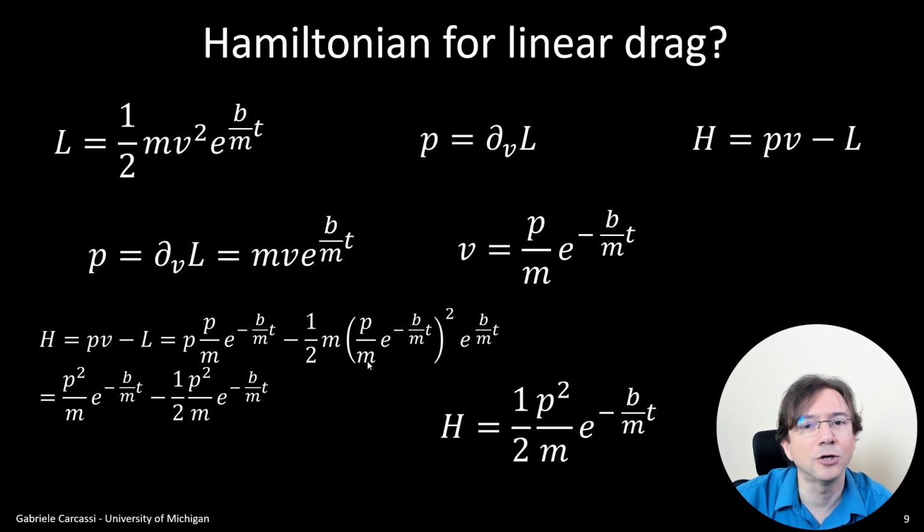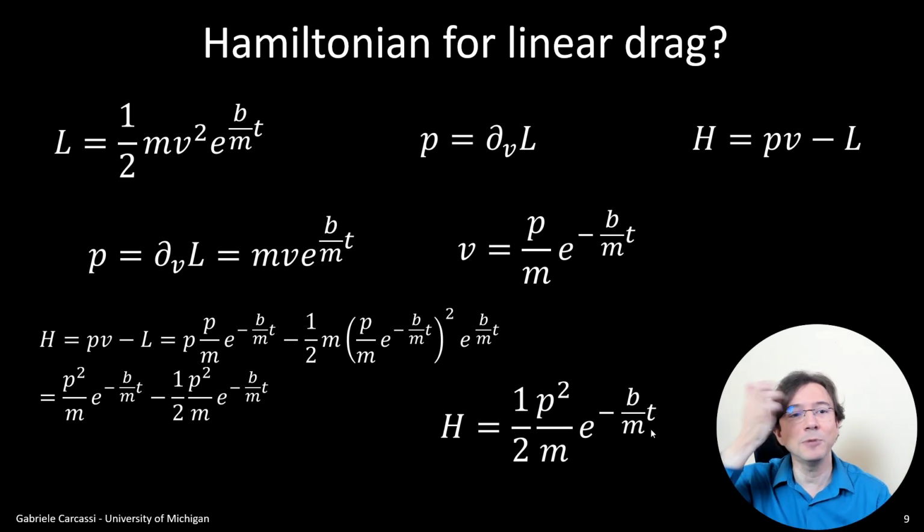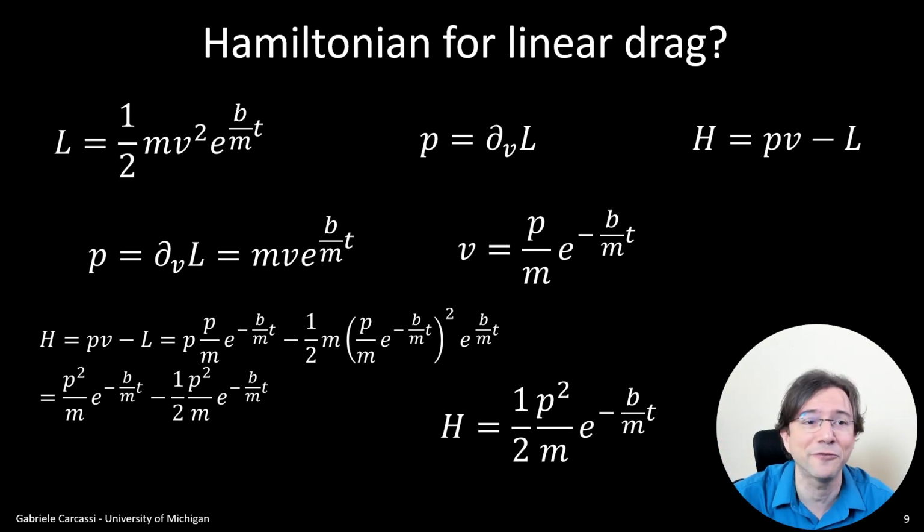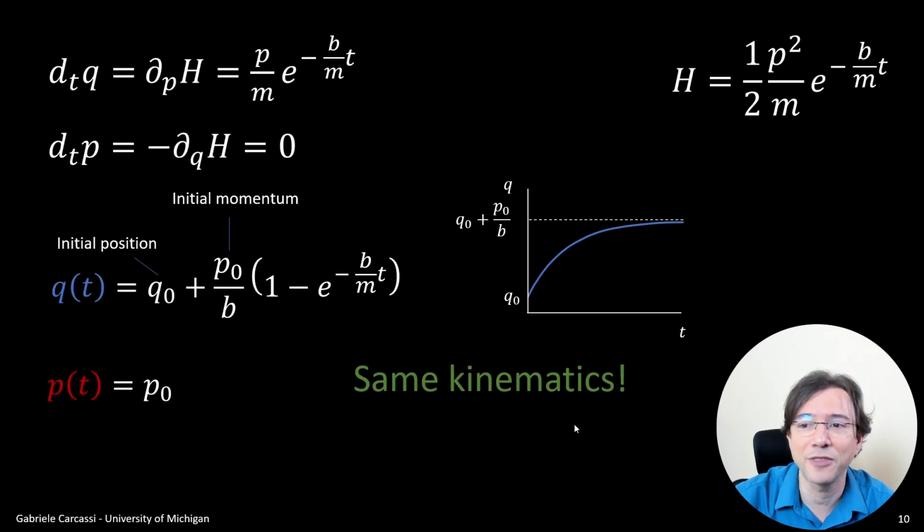We do some calculation, and if you want, you can pause to digest this a little bit better. But what you basically get is a p squared over m here, a minus 1/2 p squared over m here, with the same term here for the exponential. So your Hamiltonian is just 1/2 p squared over m e to the minus b over m t. Okay, so we seem to have a Hamiltonian for a linear drag, a Hamiltonian for a dissipative system. So what I was talking about before, that we can't do it. And let's actually apply the laws of motion and see what we get for Hamiltonian mechanics.